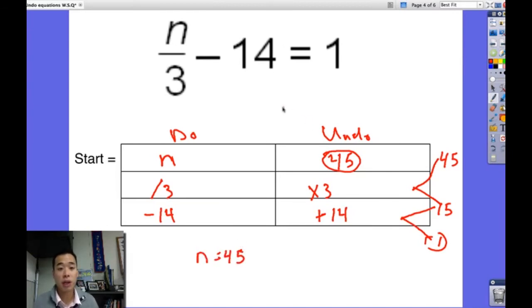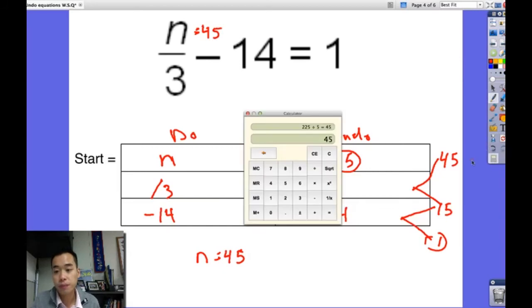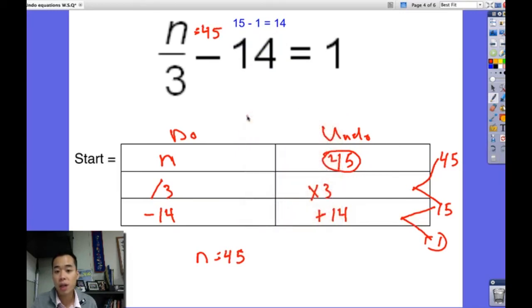And again, double check your work. You can put in n is equal to 45. Quickly use your calculator to check your work. I have 45 divided by 3 is equal to 15 minus 1 does equal 14. So we are good. So just unwrapping presents.